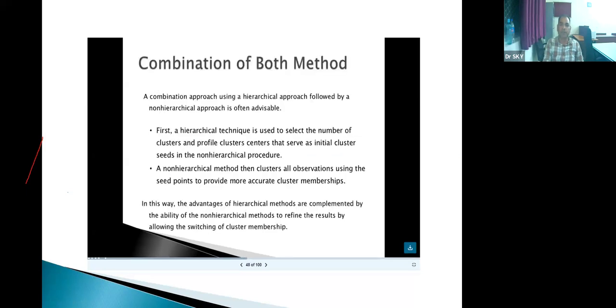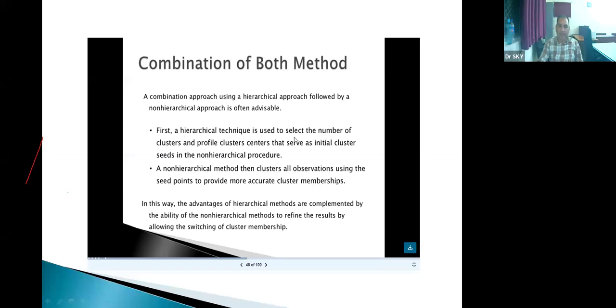Now, combining both methods. Why do we combine these two methods? First, to know the number of clusters, and then every observation will be used if we know the number of clusters in advance. So first, to know the number of clusters, we apply hierarchical cluster analysis, and once we know the number of clusters, then we apply non-hierarchical cluster analysis to assign every unit under consideration to the assigned number of clusters. A combination approach using a hierarchical approach followed by a non-hierarchical approach is often advisable.